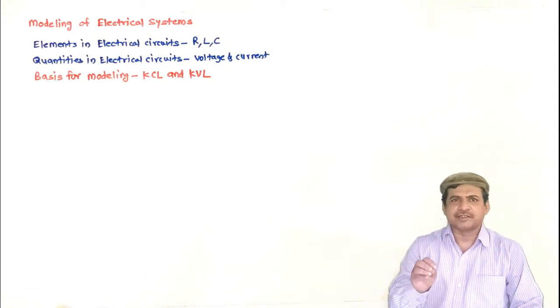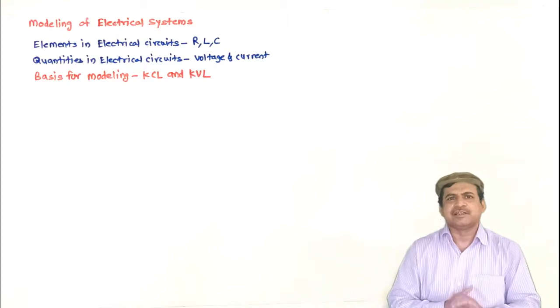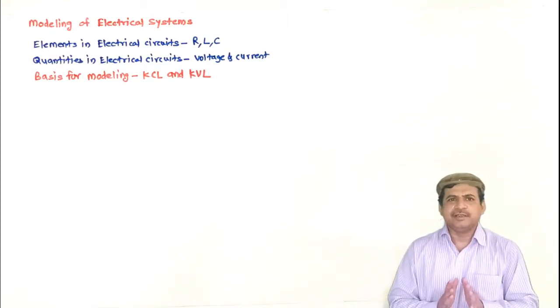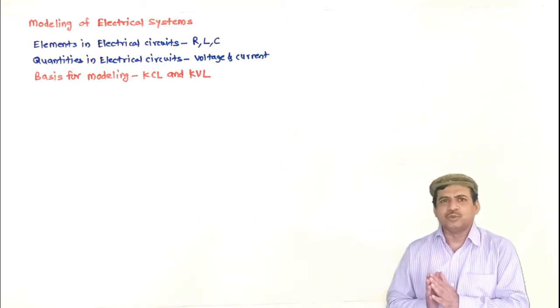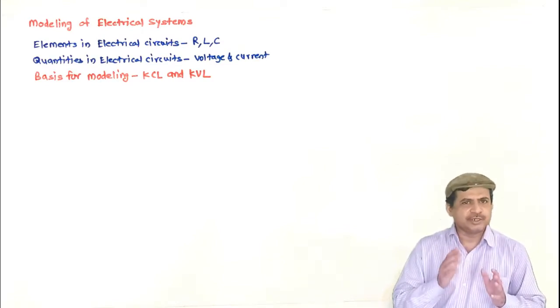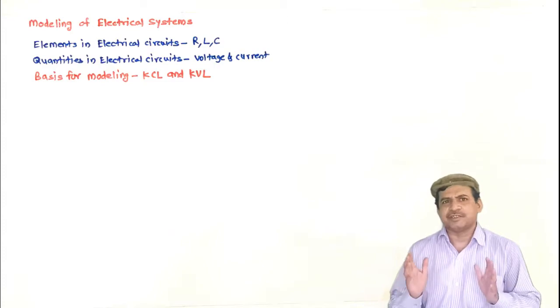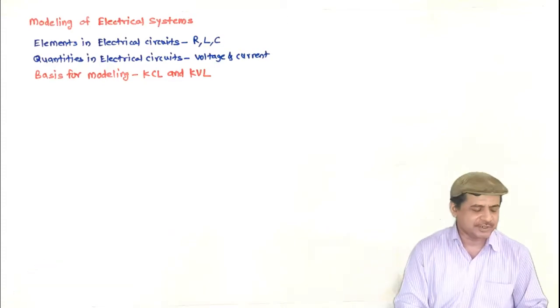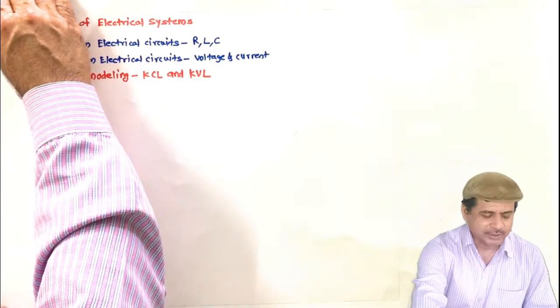So modeling of electrical systems means what? For a given electrical system, we will obtain its behavior through the differential equation and transfer function, because the differential equation and transfer function describe the behavior of the circuit. How? I will tell you.